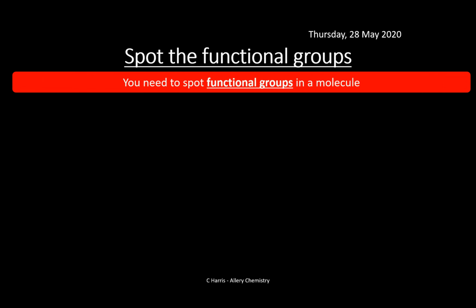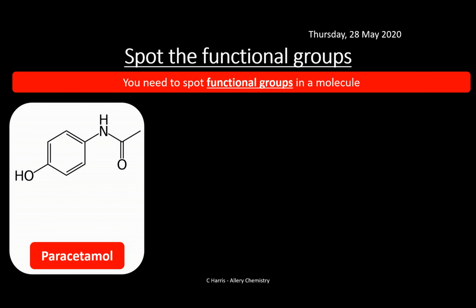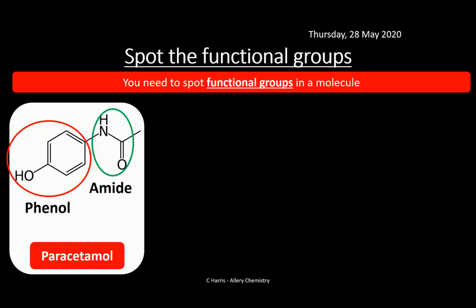So you need to spot functional groups in a molecule. I'm going to give you some of these horrible molecules here, but don't be alarmed. The reason is to condition you to thinking, okay, this is actually not so bad. So this is paracetamol. We know what paracetamol is. It's a painkiller. See if you can spot the functional groups in this. Okay, we look at the first one and we can see we've got a phenol there, and we've got one more functional group, which is that one, which is an amide. Make sure you're able to do that.